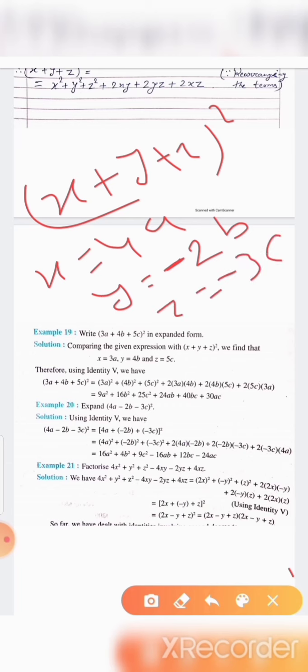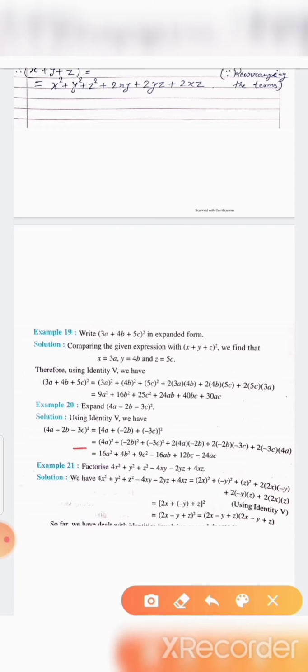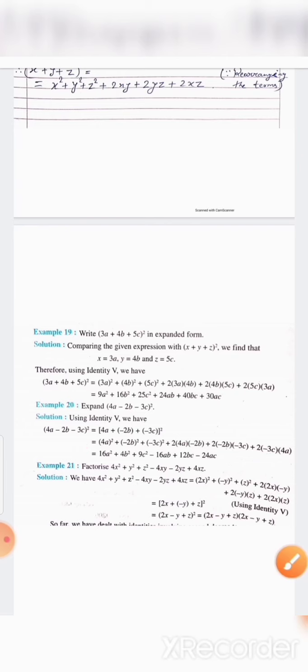Substituting in the RHS of identity number 5, we write this step: 4a whole square plus minus 2b whole square plus minus 3c whole square plus 2 into 4a into minus 2b plus 2 into minus 2b into minus 3c plus 2 into minus 3c into 4a. Multiplying the terms we get this step, and it is the expansion of our polynomial. Next, example number 21.